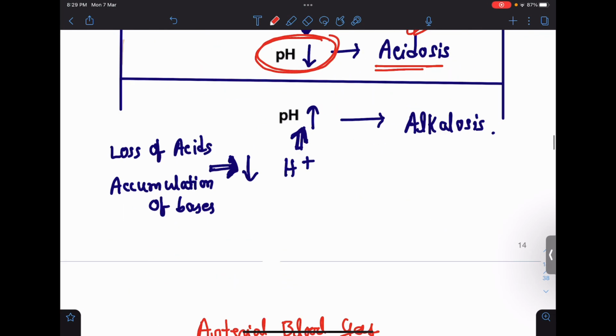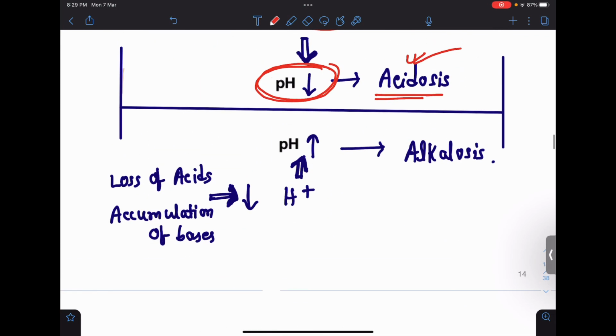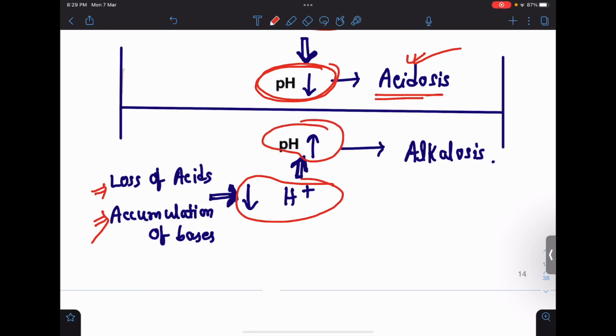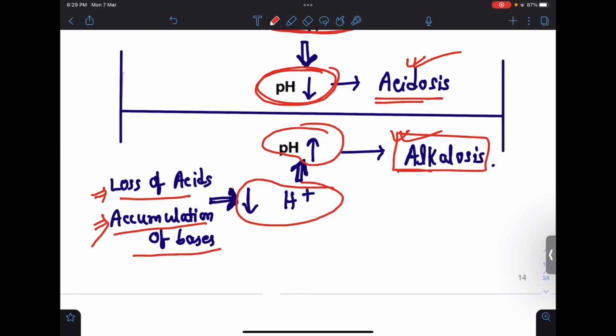Just the opposite happens in the case of alkalosis. If there is loss of acids or accumulation of base, it will result in a reduction in H plus ion, and it will lead to an increase in pH, which is known as alkalosis. So what may be the cause of alkalosis? Any cause which leads to loss of acids from the body or accumulation of base in the body may result in alkalosis.